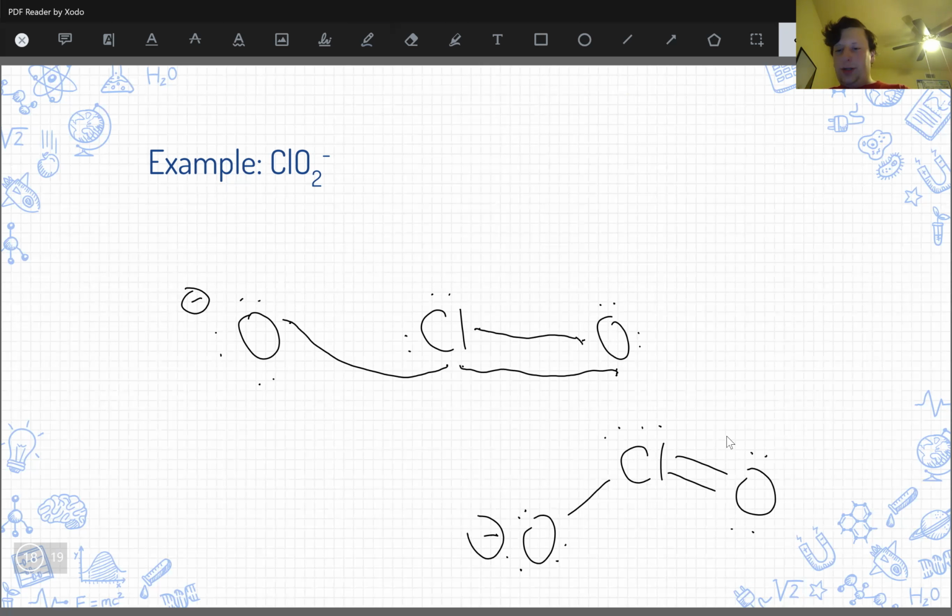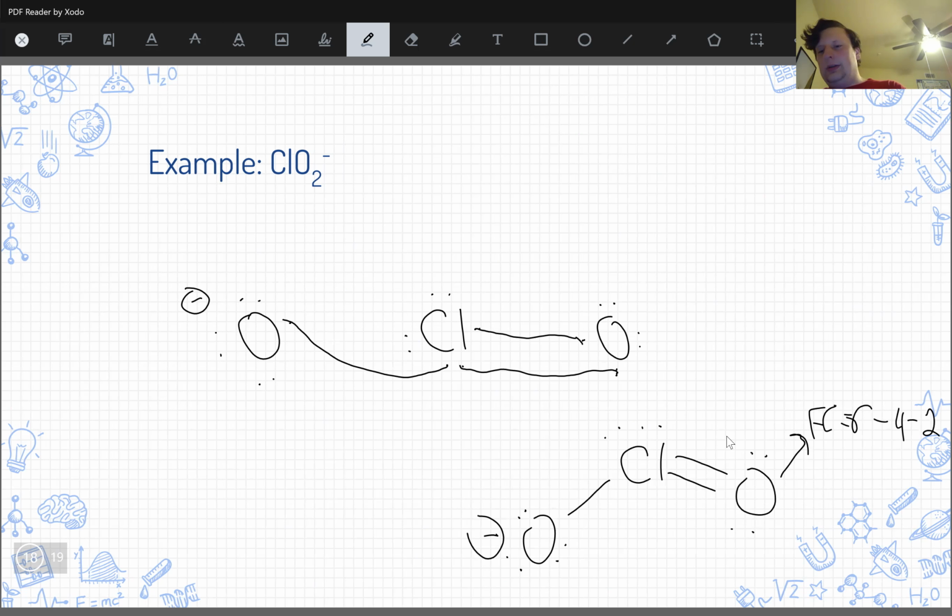Now let's do our formal charges. Formal charge of this one, again, 6 for oxygen, minus 4 non-bonding electrons and 2 bonds. We've got a 0 charge. Our chlorine, that's the one that we really want to know. Does it have a 0 charge? That's important. Our formal charge is equal to 7 minus 4 non-bonding electrons minus 3 bonds. That is a 0 charge.